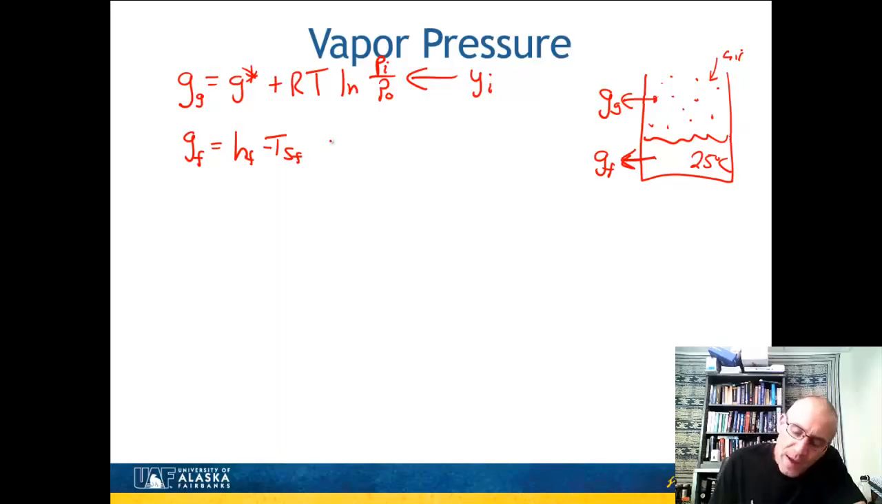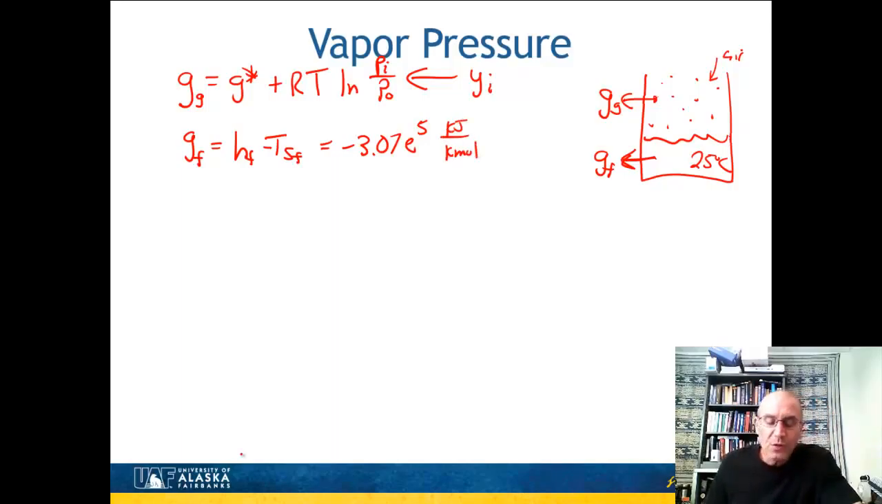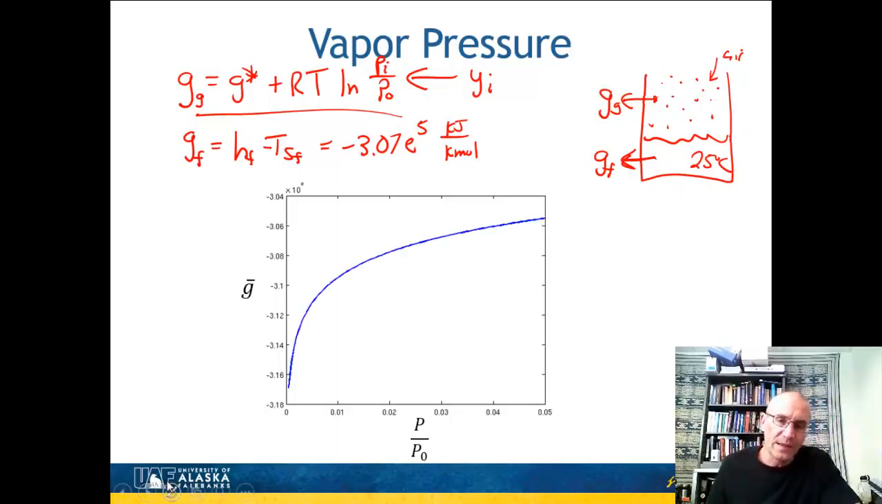So if I calculate that, I can find the absolute value of the Gibbs function of pure liquid water, that's about minus 3.07 times 10 to the 5th kilojoules per kilomole. And then all I'm going to do is calculate my value of G in the gas phase, and it's going to be a function of the vapor pressure. It's going to be a function of how much water vapor I put in there. And if I calculate that, this is a plot of that function. I calculated it using a software package called Cantera, which is similar to EES, but it uses the same reference point for all components, so it makes this demonstration a little bit better.